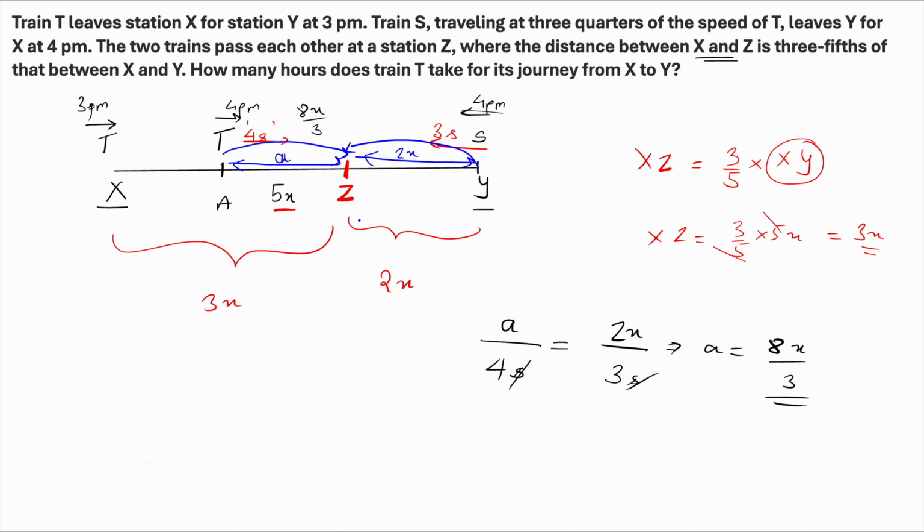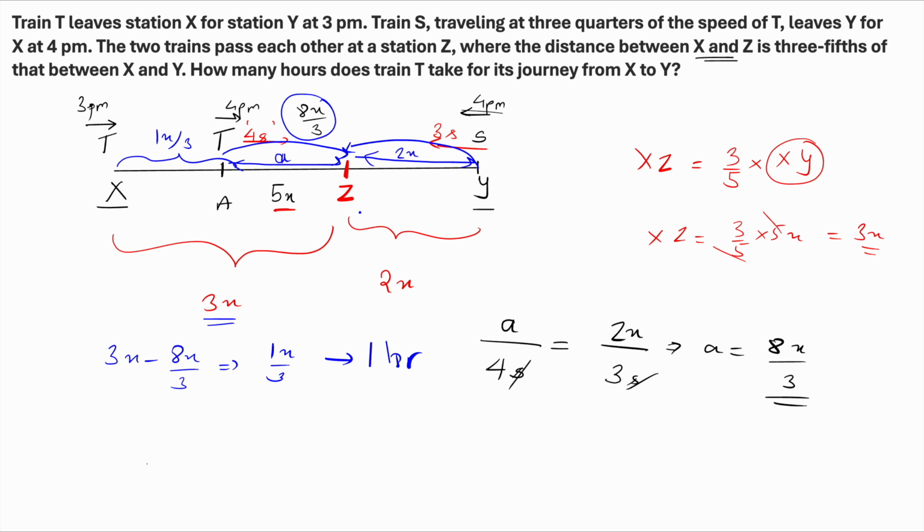I know the entire length XZ is worth 3x. Out of that, AZ we have found as 8x by 3. So the remaining length will be 3x minus 8x by 3, and that would be 3 threes are 9, minus 8 is 1, so 1x by 3. 1x by 3 is the distance between X and A. Now guys, notice that if the distance from X to A is 1x by 3, the time taken by train T to travel from X to A is 1 hour.